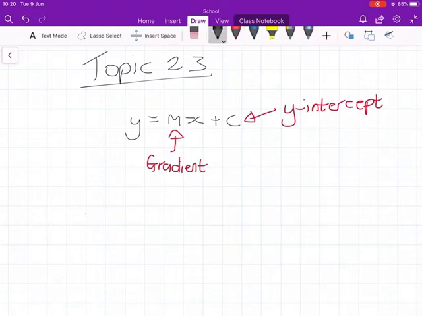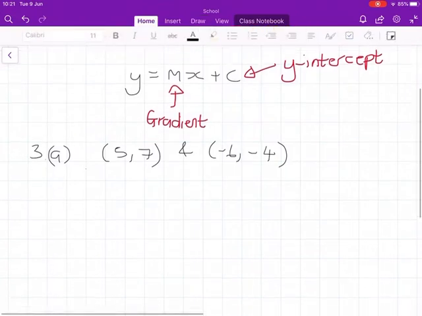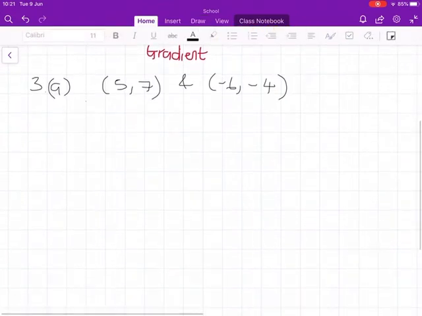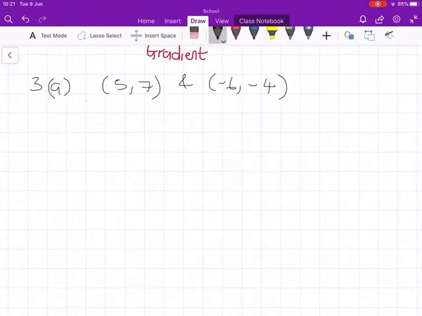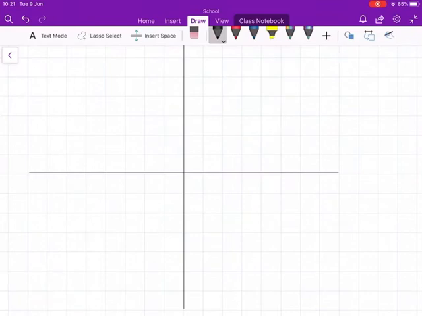Just to give you an idea, if you go to the first page on topic 23, let's do question 3a. You're told to draw a straight line between the points (5, 7) and (-6, -4). So we're going to need to get our axes and draw this out. Let me get an axis here quickly. Okay, I think that's enough.